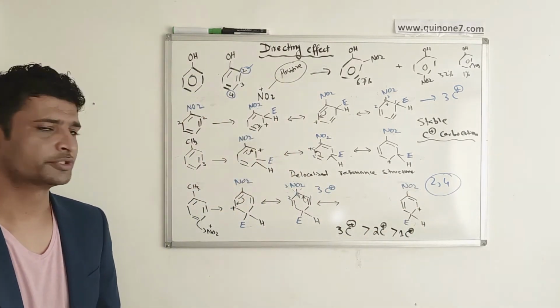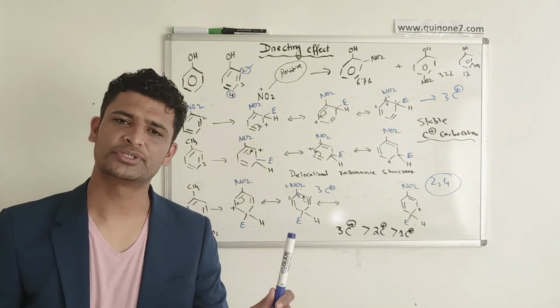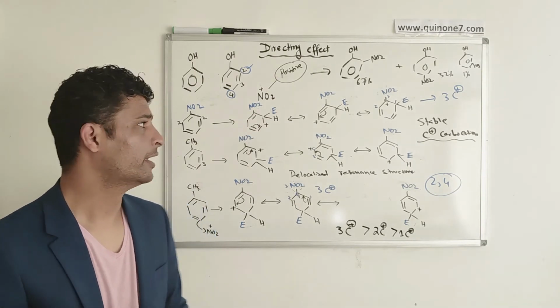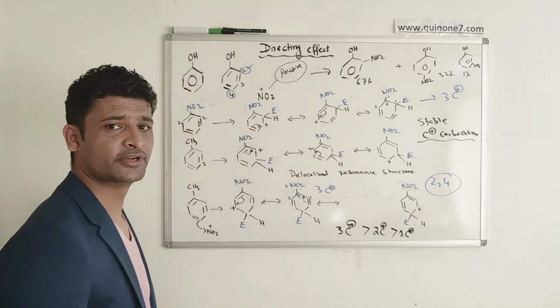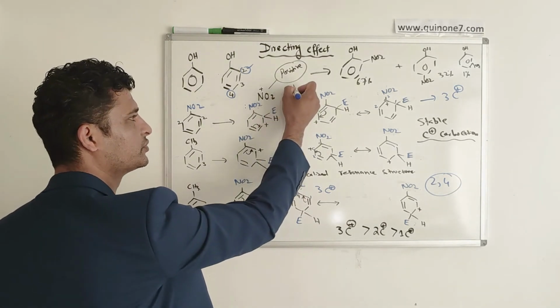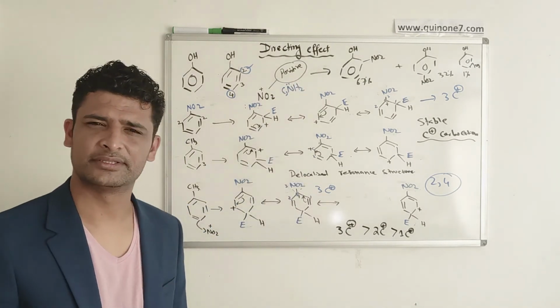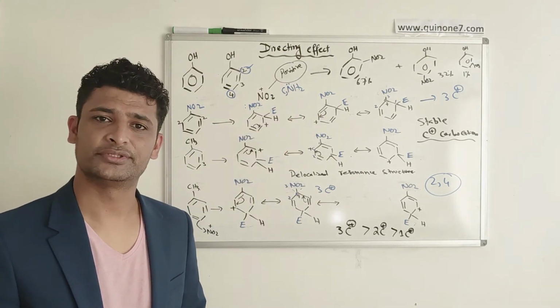Now have a look at this one. In the NO2 group, nitrogen is attached to oxygen, so oxygen is more electronegative. That's why the electron pair on nitrogen cannot be further delocalized inside the benzene ring. Whereas the NH2 group can donate the electron pair inside the benzene ring, because N is attached to the hydrogen next to it.